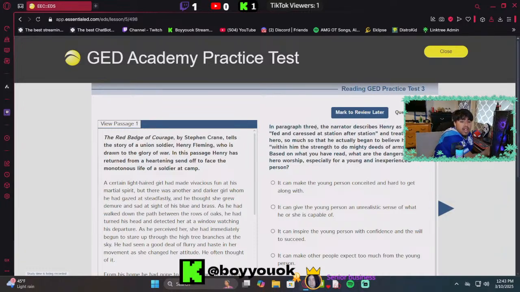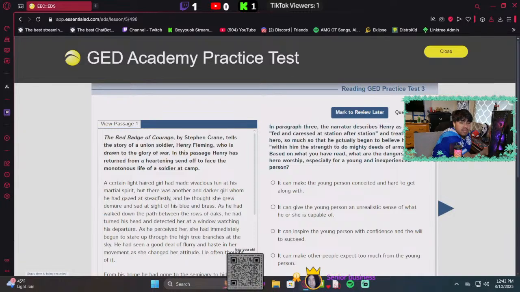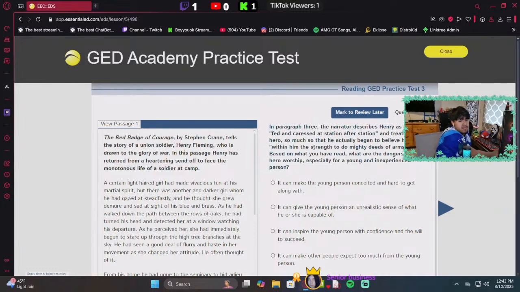In the paragraph, the narrator describes Henry as being fed at station after station. Treated like a hero, he actually believed he had within him the strength to do mighty deeds of arms. Based on what you have read, what are the dangers of such hero worship, especially for a young and inexperienced person?